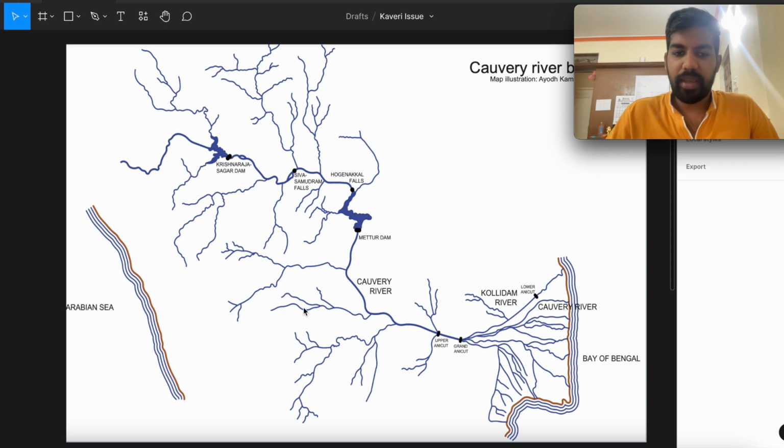Alright, so from here it splits up and goes to the left side. From here a little bit of area is covered under Kerala as well. So Kerala comes somewhere like this, and some part of the river branches into Kerala as well. That's where the tribunal offered Kerala 30 TMC and also Puducherry 7 TMC.